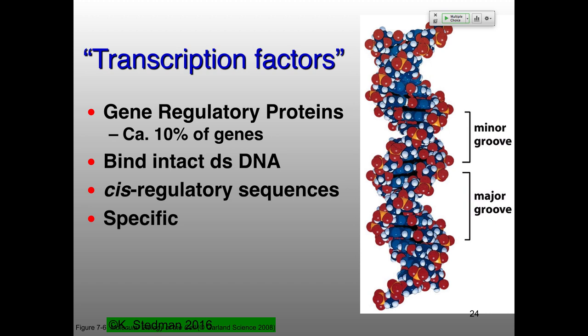These transcription factors bind to intact double-stranded DNA, which should basically tell you where they're going to interact. They're going to interact in the major groove of DNA because that's where the sequence-specific interaction is. Again, these are the specific DNA binding proteins. And these are also mostly what's called cis-regulatory sequences. So cis versus trans: cis is next to, trans is far away. We'll see some trans-activating factors later, but for the most part, they're going to be cis sequences, which means they're right next to whatever it is they're regulating in terms of transcription.